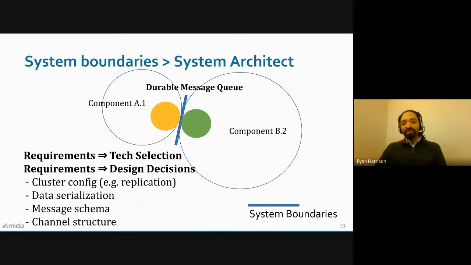So either the system architect or the enterprise architect can say, all right, we need a durable message queue here because that's what meets the requirements. Then you can say, okay, there are a bunch of different vendors for durable message queue, so based on those requirements, we're going to do some tech selection. And then an input into that tech selection is going to be a bunch of design decisions about what you need from your durable message queue, what type of serialization you need, channel structure, dot, dot, dot.